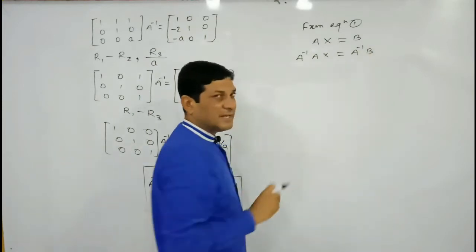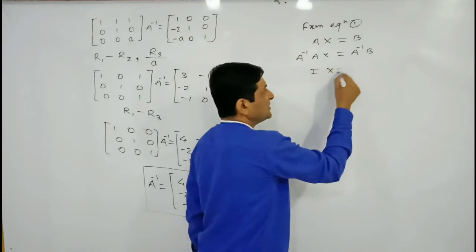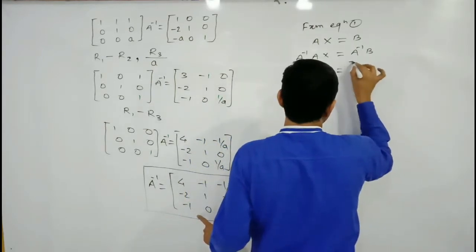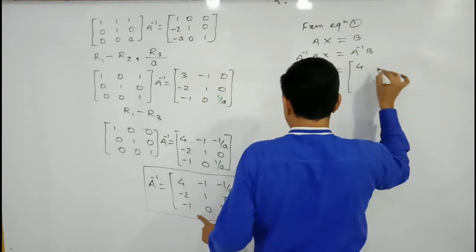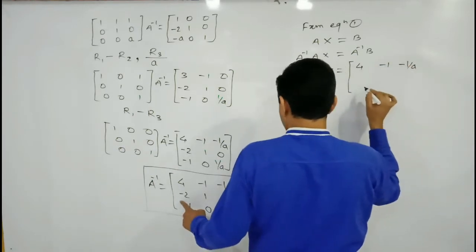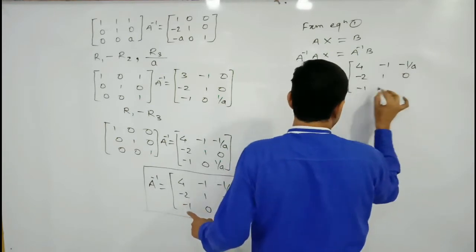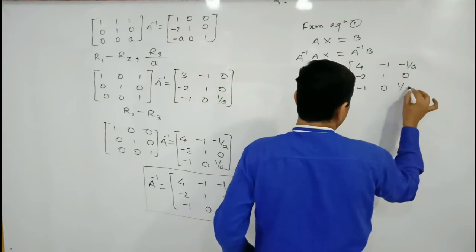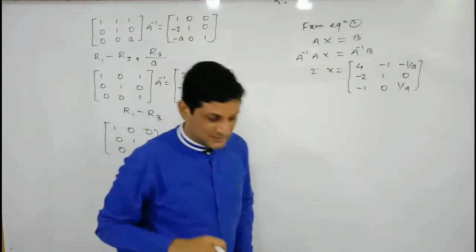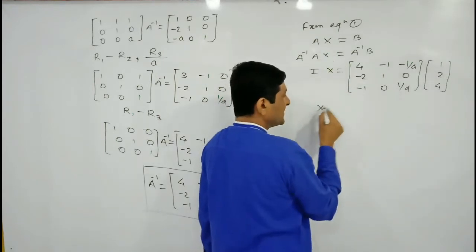On this side, A inverse into A will be equal to I. X, keep it as it is. Replace A inverse by its value. What are the elements of A inverse here? 4, minus 1 by a, then minus 2, 1, 0, and minus 1, 0, 1 by a, into B. The elements of matrix B are 1, 2, 4. On this side, identity into X will be equal to X.